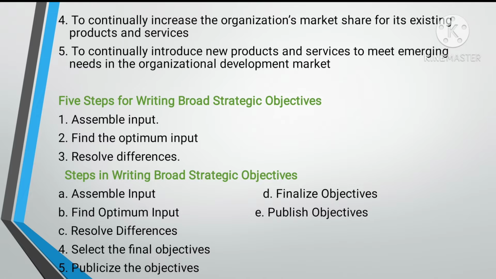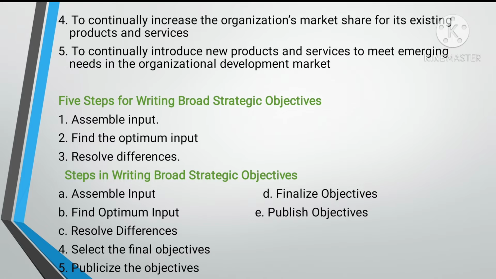Five steps for writing broad strategic objectives. First, assemble input. Circulate the mission and ask for input concerning objectives. Ask, what do we have to accomplish in order to fulfill our mission? Second, find the optimum input. Analyze the assembled input and discard those inputs not supporting the mission.